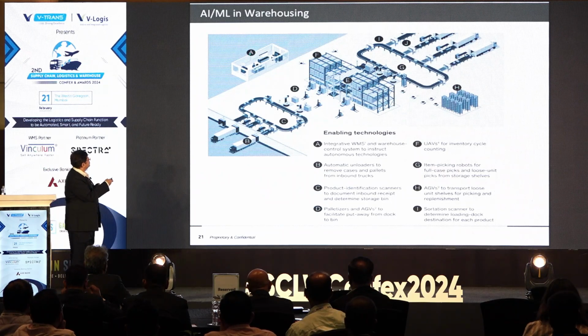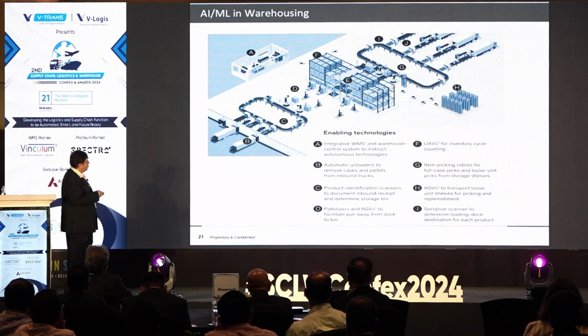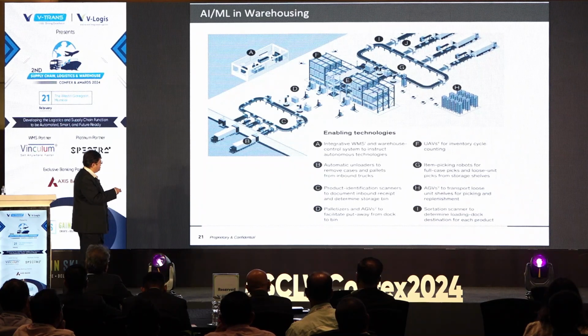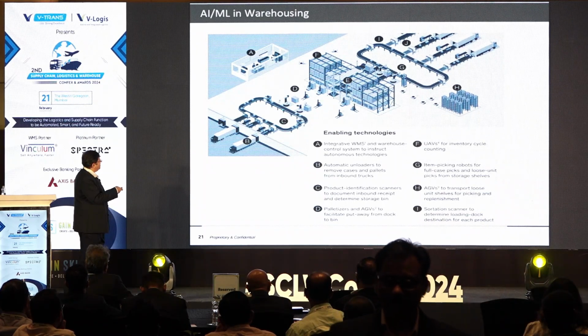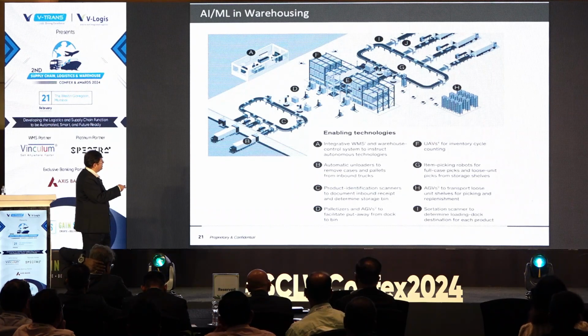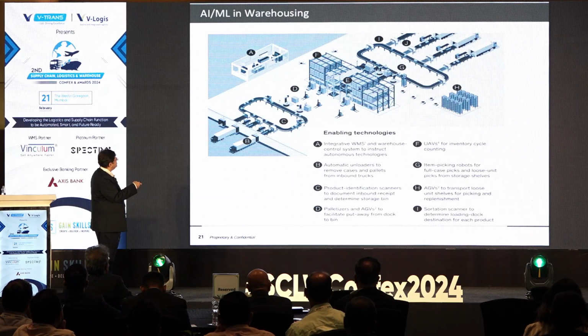Okay, so this talks about the integrated warehouse management, right? B actually talks about automatic loaders, right? The material comes from here and it automatically gets loaded into the container. C is basically the scanners that identify materials. D is automated palletizing. Then you have the physical inventory counting that happens through these drones. You see these drones? The physical inventory gets counted, right?